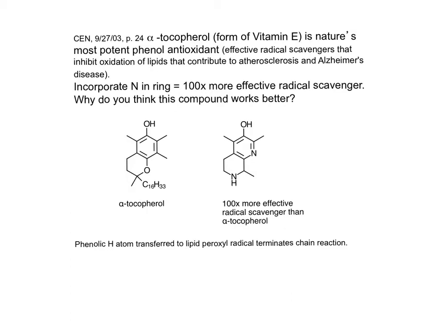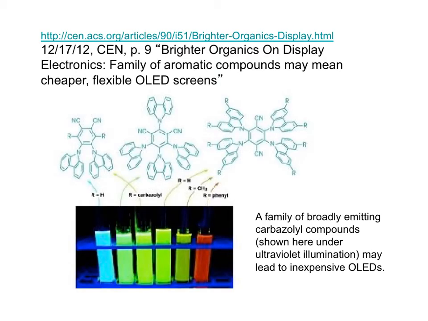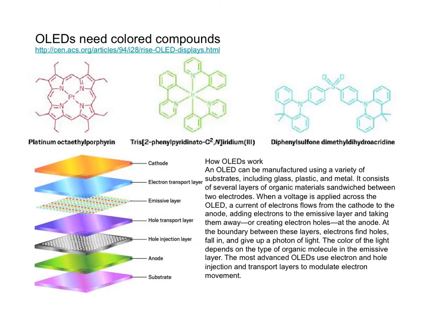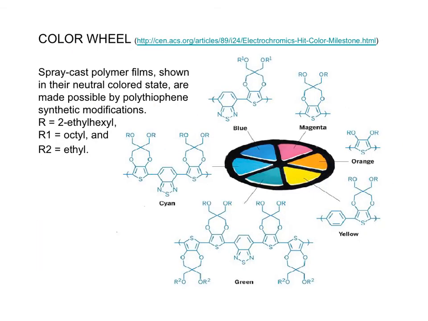These two antioxidant compounds are also aromatic. These aromatic compounds are used in organic light-emitting diodes. These aromatic compounds are colored. Scientists can change the color by changing or modifying the aromatic compound.